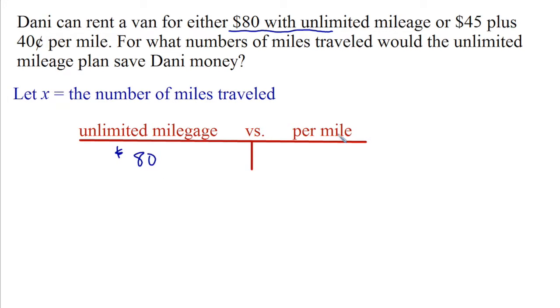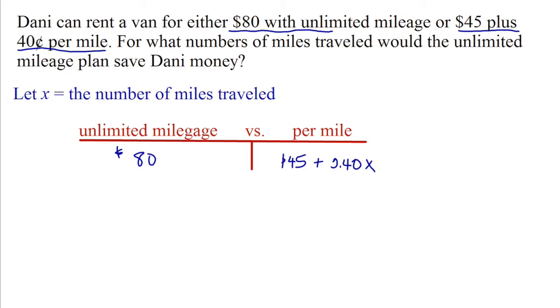And now to pay per mile, it states that she has to pay $45, so I'll put $45, plus she pays 40 cents per mile. So since 45 is in dollars, we'll also need 40 cents to be in dollars, so we'll write it as $0.40. And this is the pay per mile, so it's times the x miles. So on the left, we have $80 for unlimited mileage, and on the right, we have 45 plus 0.40x for the amount she would have to pay per mile.